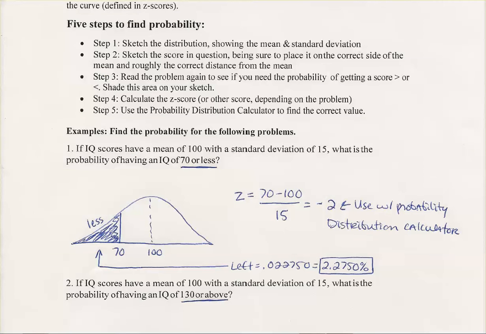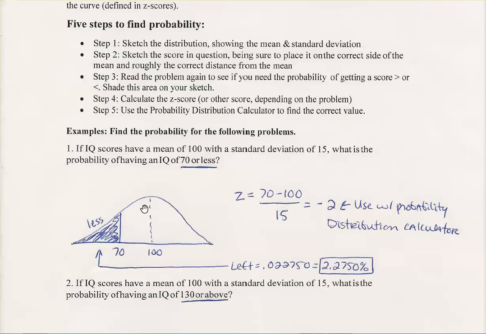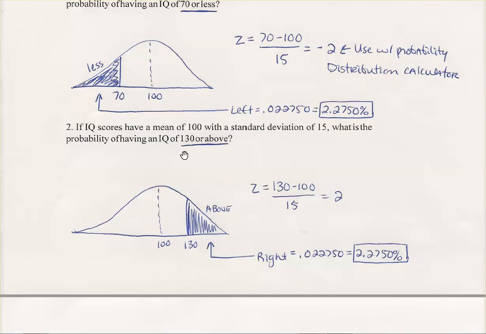So let's pull this back up. Remember, we want the left because we're looking for less than 70. If we come over here, the left side is this value right there. That's the value we want, and this is why it's really important, and why I say draw the picture: by drawing the picture you can easily see you want the less than, the left side. Remember, less than is the left side, more than would be the right side. So you know that our area is 0.022750, which is equal to 2.2750%.